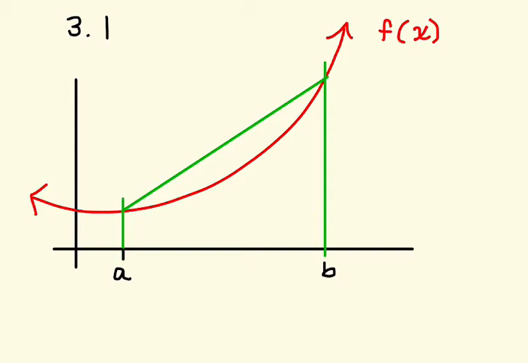So that's our secant line, and we all know the slope of the secant line is the average rate of change from A to B, and it's f of B minus f of A over B minus A. Now, what I want to do is, what if that secant line started to become closer to a tangent line?